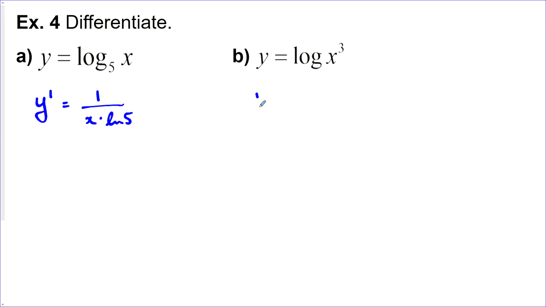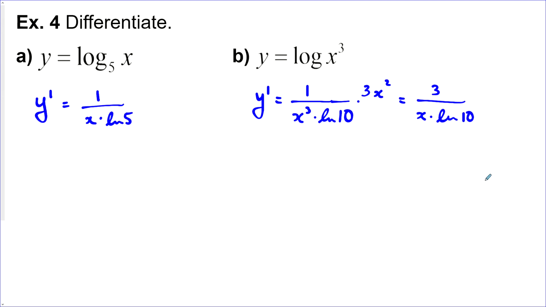This one here, y prime is equal to 1 over x cubed times the natural log of 10 times the derivative of x cubed. Now we can simplify the numerator and the denominator here, so we can get 3 over x times the natural log of 10.